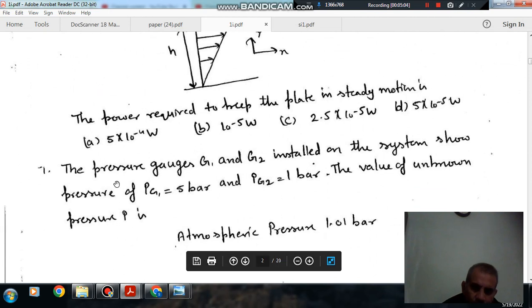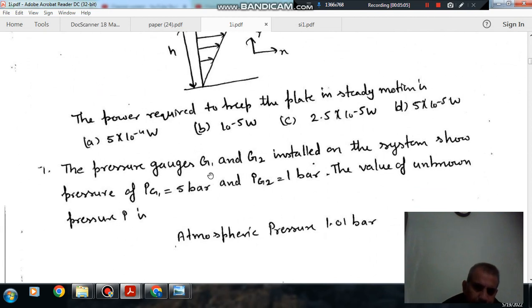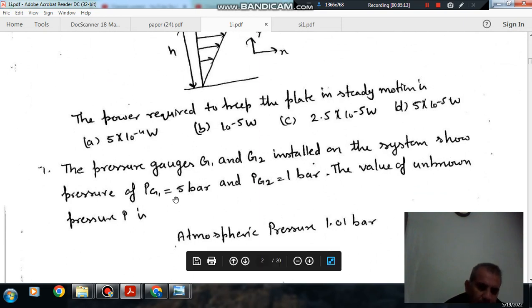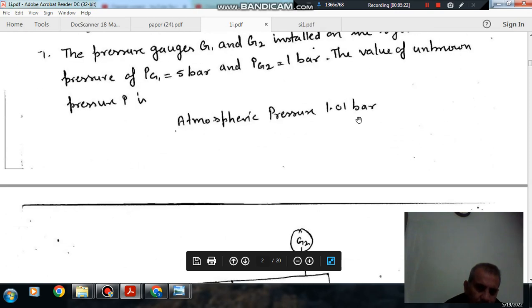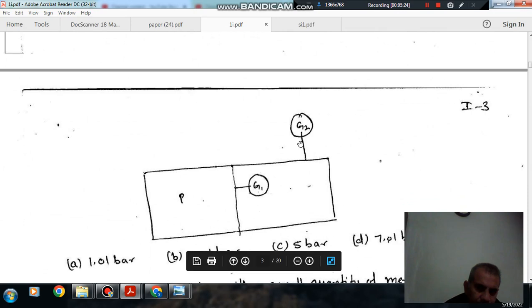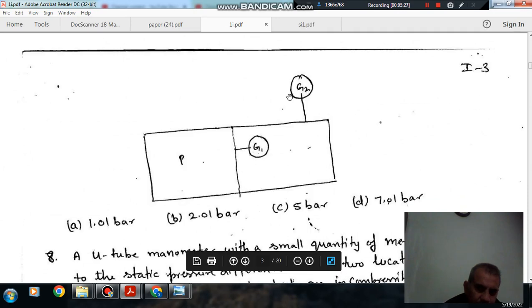Next, the pressure gauges G1 and G2 installed on the system show pressures of Pg1 equal to 5 bar and Pg2 equal to 1 bar. The value of unknown pressure P is: atmospheric pressure 1.01 bar, and this is your P, this is G1, this is G2. These are the pressure gauges. Option A 1.01 bar, option B 2.01 bar, option C 5 bar, and option D 7.01 bar.